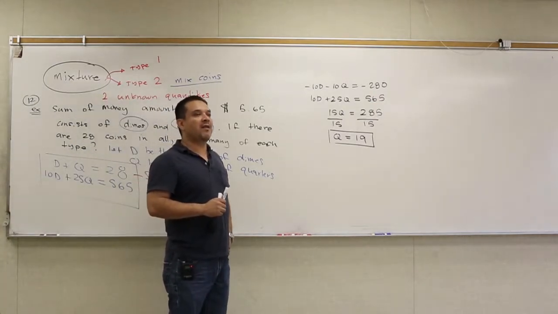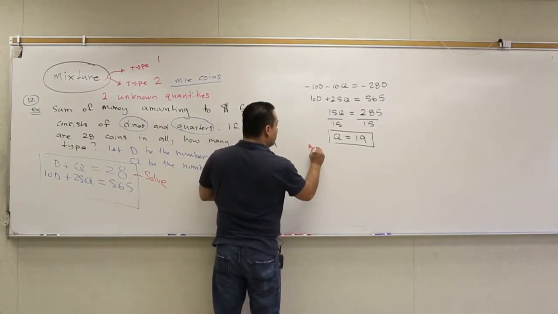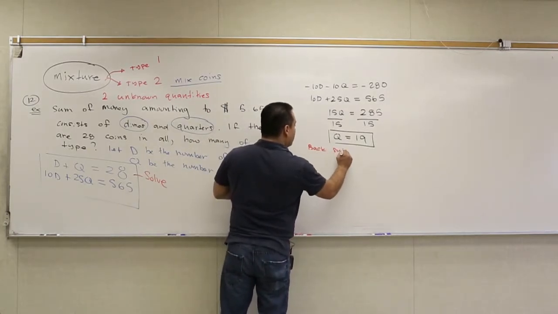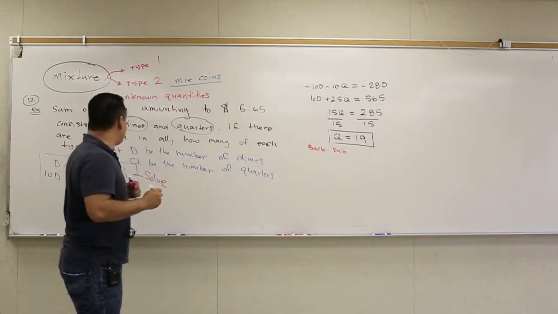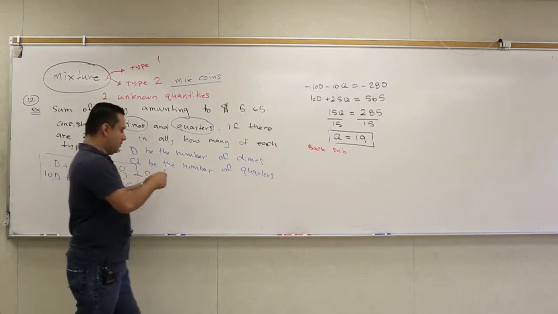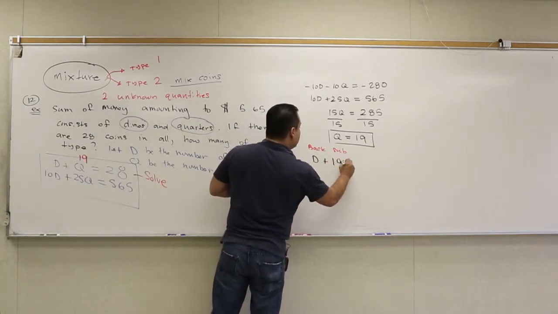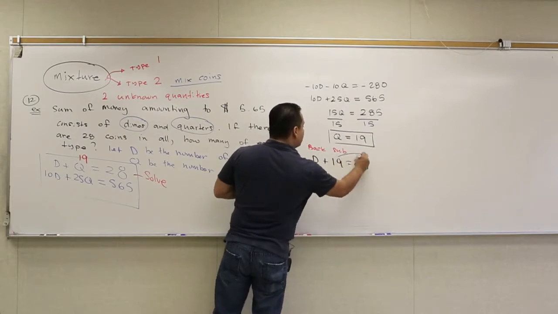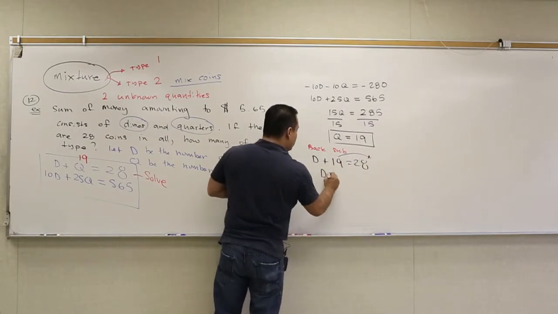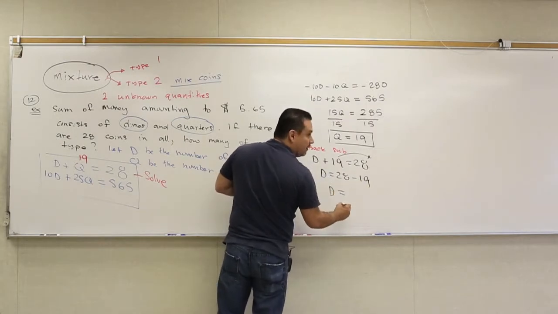Now, how many dimes? By back substitution, what do you guys do? How many dimes? Plug in Q as what? 19. What do you get for the dimes? We get D plus 19 is 28. So D will be 28 minus 19. Or D is going to be what? 9.